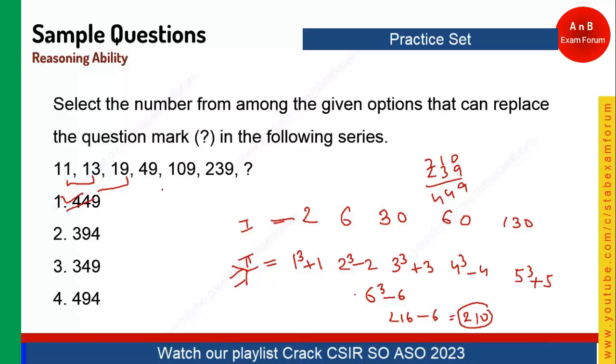Students, I know this is a very top level question, because here you are applying two operations. So in the exam, if you are not able to find the answer within 30 seconds, you can ignore that question and spend time on another question. Let's see the next question.